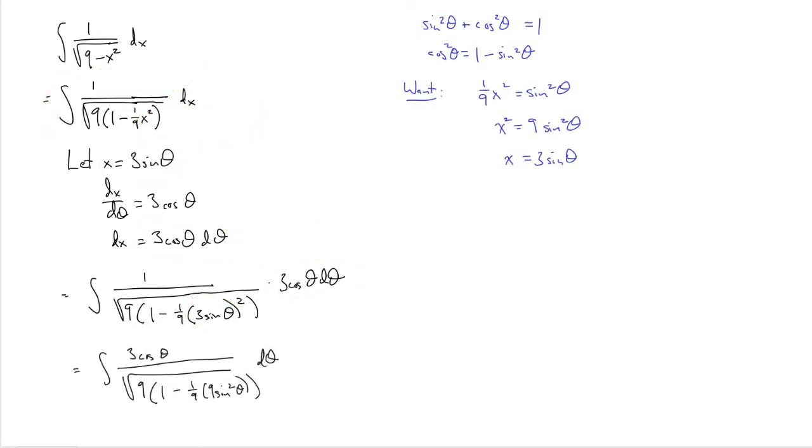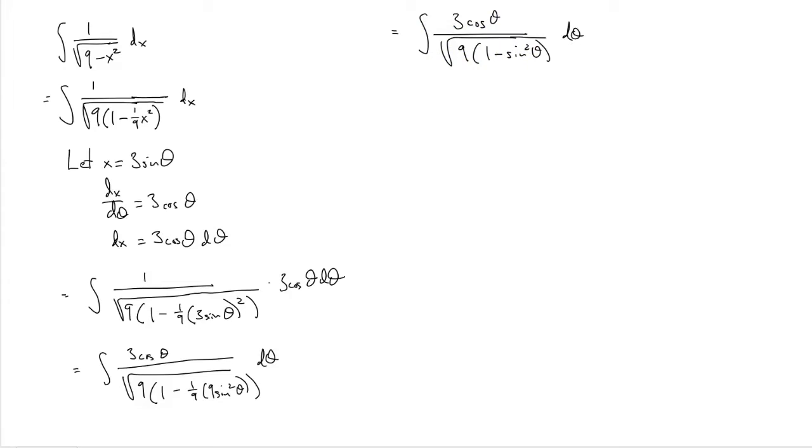I'm going through the algebra very slowly here because this is our first example. I've pulled the 3 cosine theta into the numerator, and then 3 sine theta all squared is 9 sine squared theta. And when we simplify in the denominator, we get square root of 9 times 1 minus sine squared theta. And here's where the payoff is. We know that 1 minus sine squared theta is cosine squared theta, a perfect square.